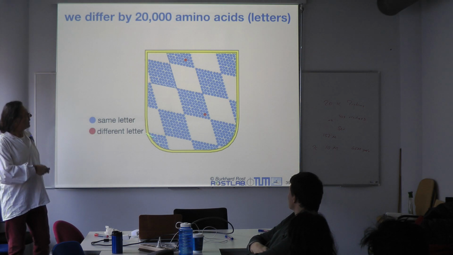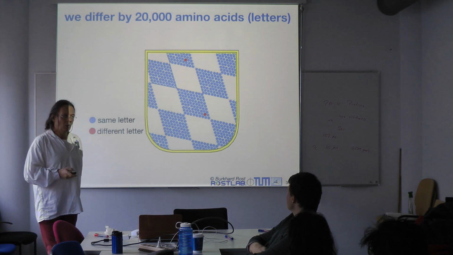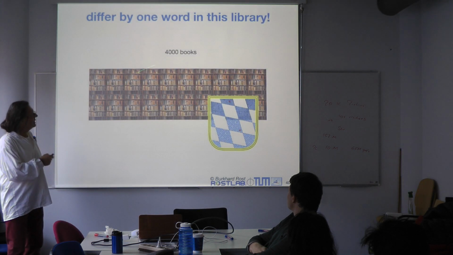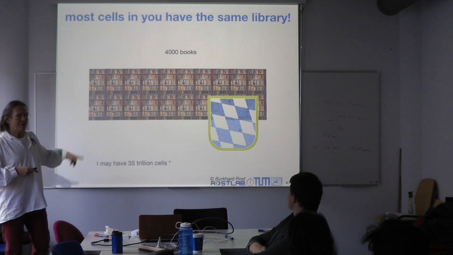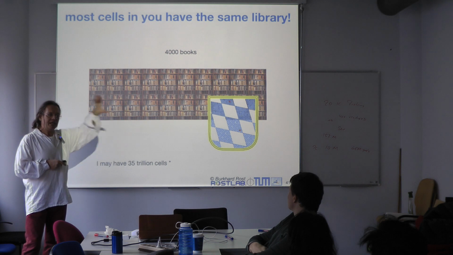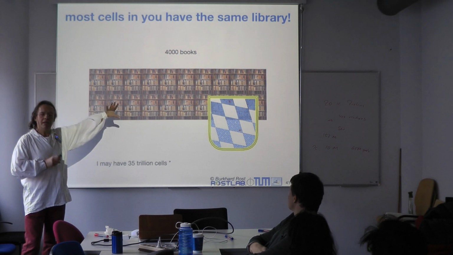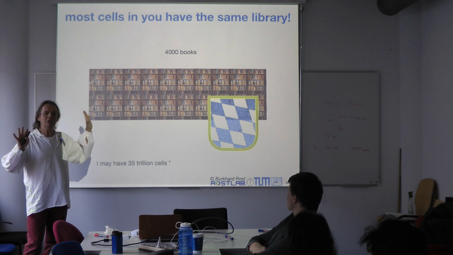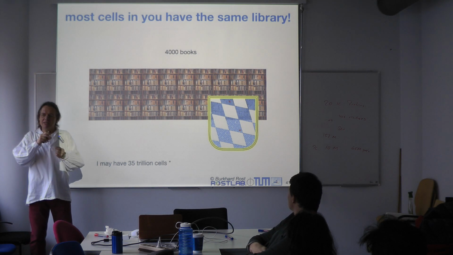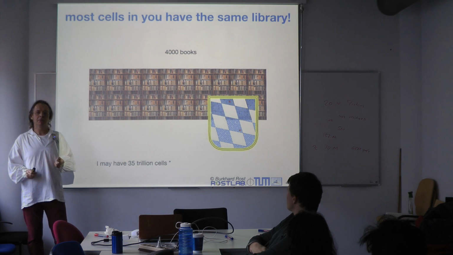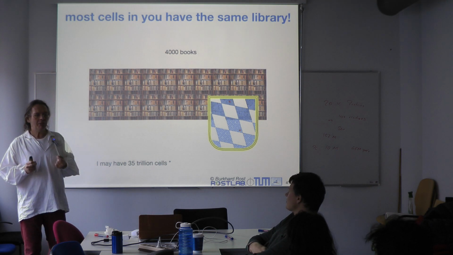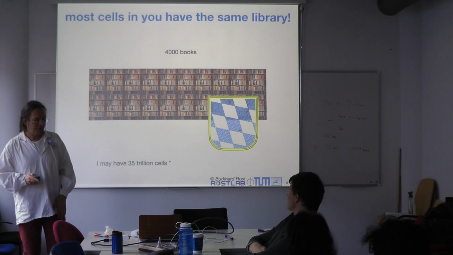Anyway, so now the question is: is that a lot or not? Well, one thing you have to remember is that in this entire library, I have 35 trillion cells. And every one of these cells has exactly the same thing. Essentially there's no change. My 35 trillion cells have exactly the same library to the letter. So in this context, 20,000 is actually a big number. It's much, much more than we thought.